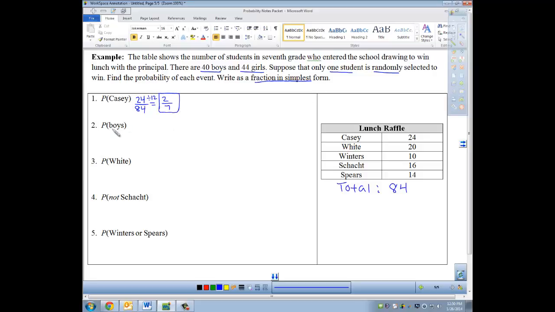Number 2, probability that it's going to be a boy. There were 40 boys out of 84 total students. Can divide both numbers here by 4. We get 10 over 21.